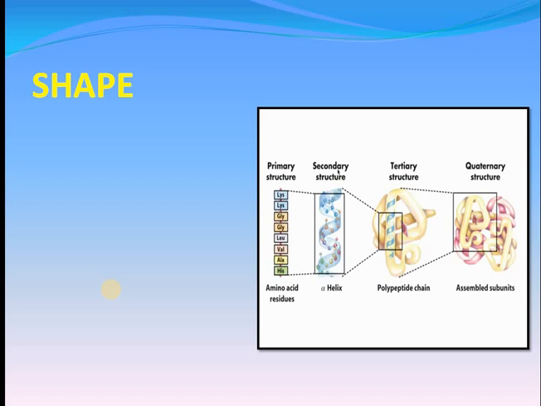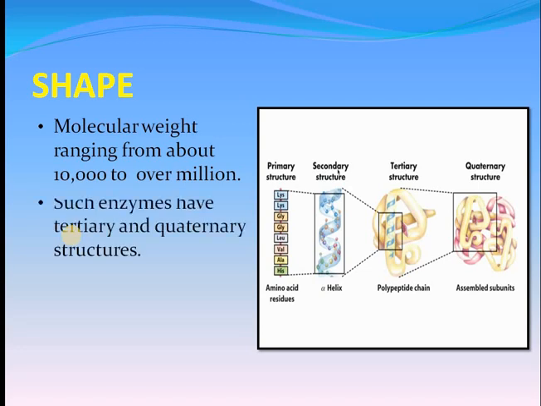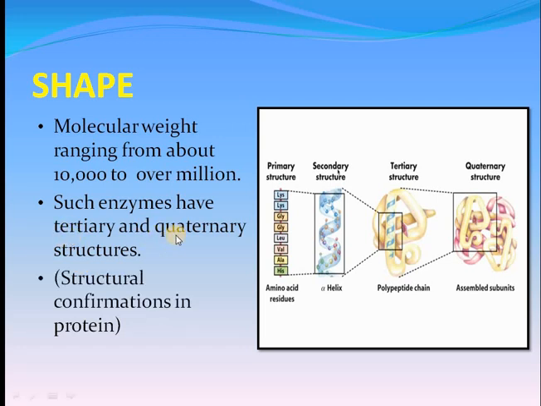Now we will talk about the shape. The molecular weight ranges from about 10,000 to over a million. Such enzymes have tertiary and quaternary structure. Now what are tertiary and quaternary structures? Basically these are the structures of protein. Here I have mentioned that these are structural conformations in protein, meaning how the proteins are formed.